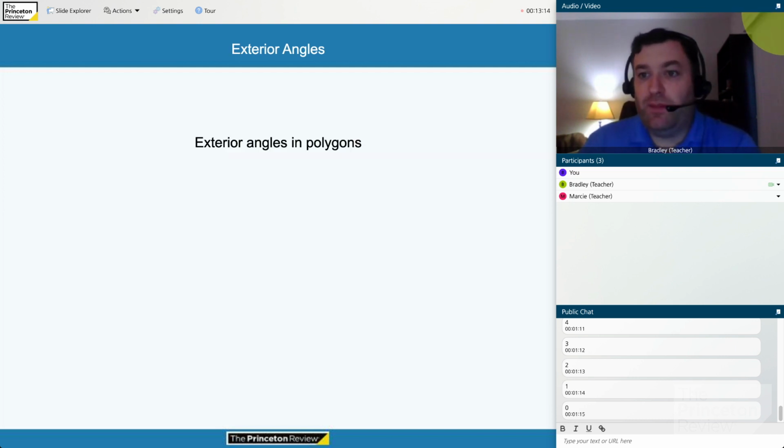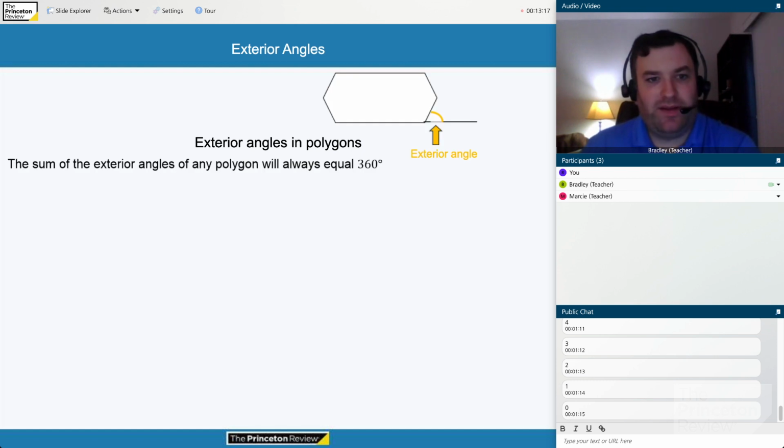So let's move on to talk about exterior angles and polygons. The sum of the exterior angles of any polygon will end up equaling 360. And remember that orange angle there would be the exterior angle, though this here would also be an exterior angle. Does not matter which direction you go. If you notice, those are actually vertical angles, so it doesn't make a difference here.